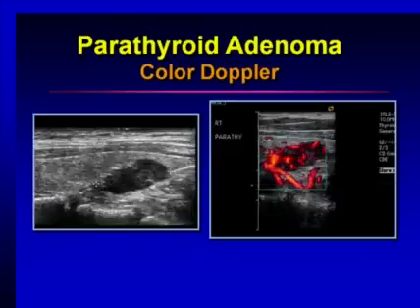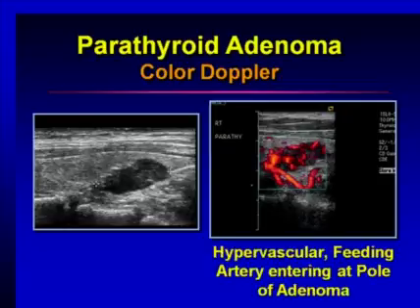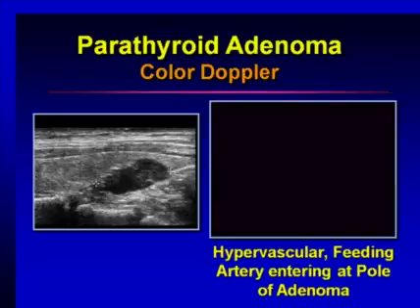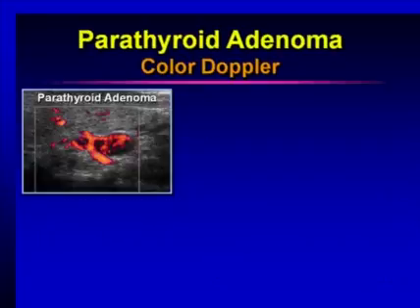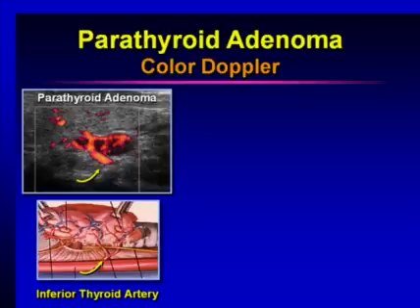We can also use color or power Doppler imaging to evaluate these adenomas. We can see there's large amounts of flow. They generally tend to have a feeding artery at one pole of the adenoma, as we see here on the real-time clip. It enters through one end and then supplies the vascularity throughout the adenoma. Usually this is a branch of the inferior thyroid artery that supplies the parathyroid adenoma. It could be from the superior thyroid artery.